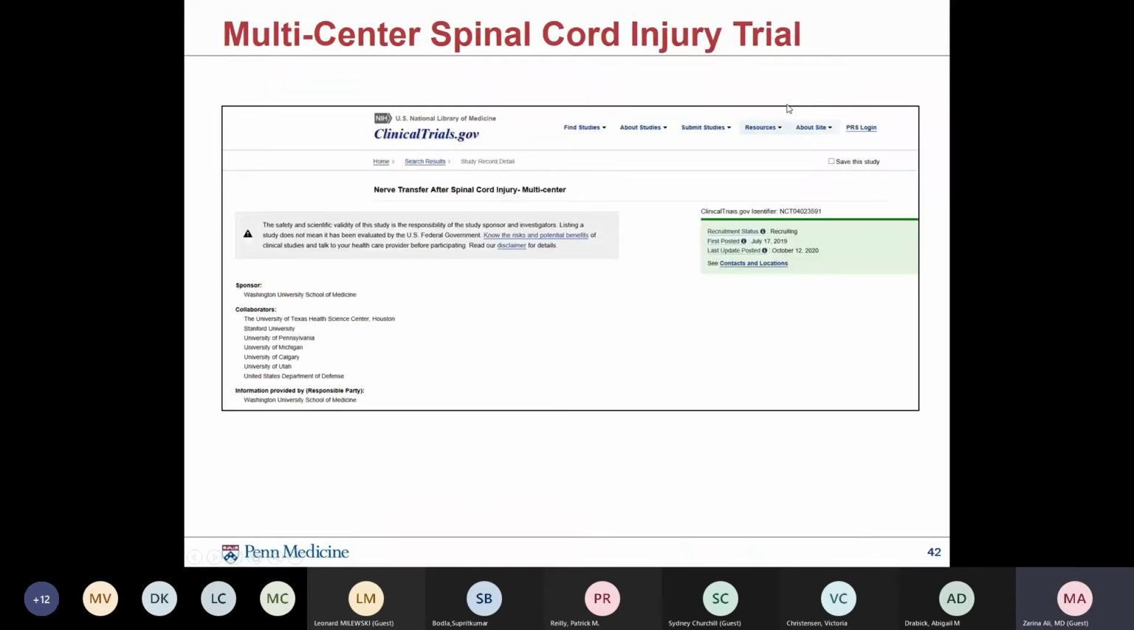So I'm just going to touch briefly on our multi-center spinal cord injury trial. As you can imagine, with the advent and popularity of nerve transfers, we have thought about nerve transfers for a variety of other indications besides just peripheral nerve injury. So in particular, spinal cord injury has been an area under investigation. We at Penn are part of a multi-center clinical trial that's run by our colleagues at WashU, in which we are enrolling patients for nerve transfer for spinal cord injury.